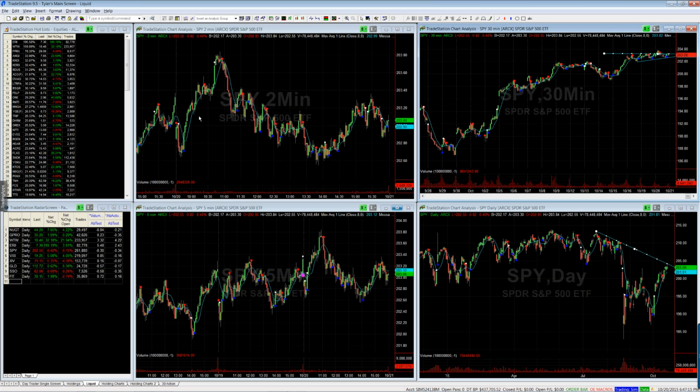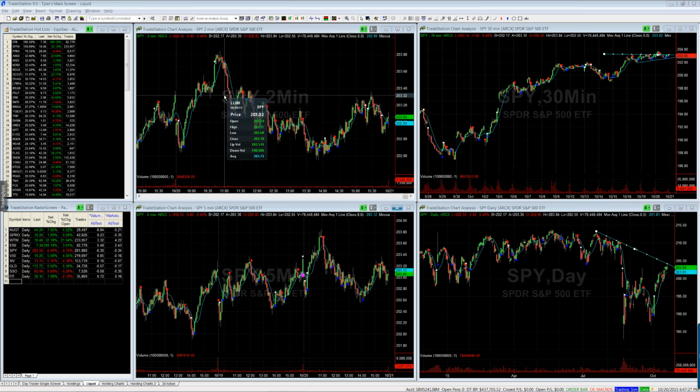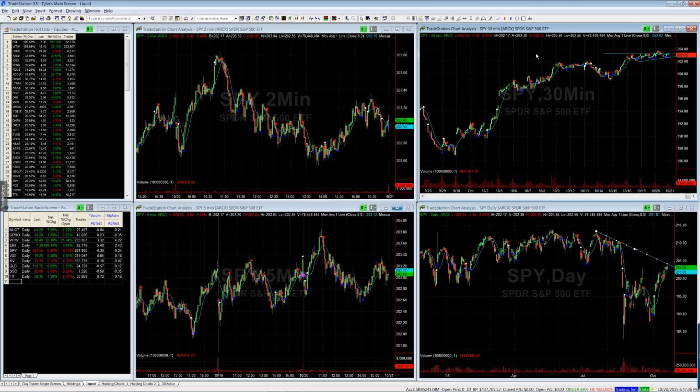So I bought that, I'm trying to think when I bought it here. I know I bought it twice. So I think I bought some here, and then I added to my position here, and then I took a loss when it went down through this zone. That's how I started my day. I had a -2 loss from the get-go. I'll go through some other trades that I did in a moment.